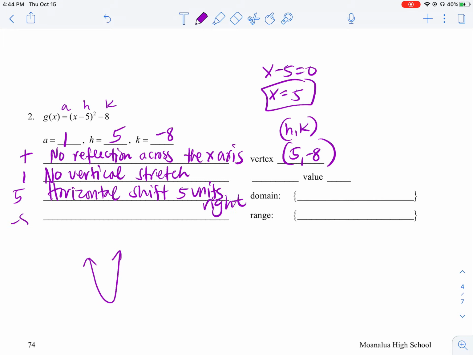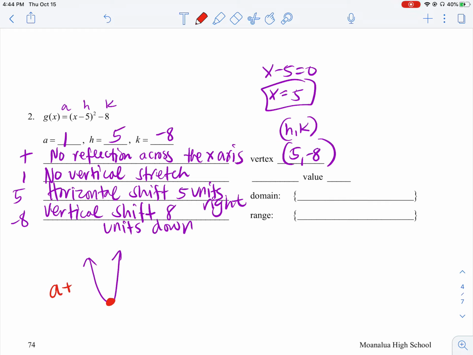And then negative 8, so I have a vertical shift 8 units down. Okay? Now, because I said that my graph is facing up, how do I know that again? My A is positive.